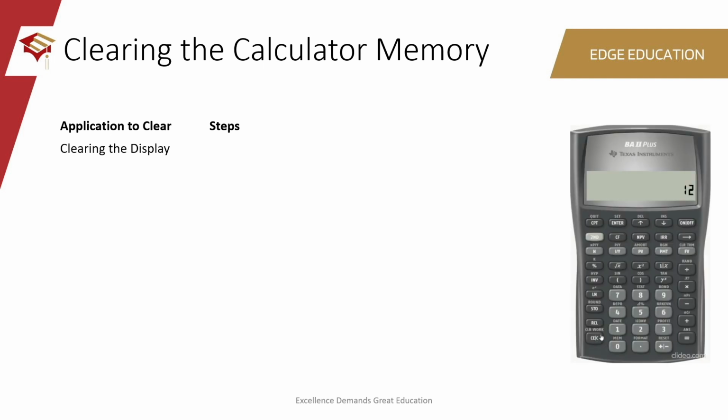In such a case, all you need to do is press the CE button. If you wish to clear the numbers stored under the time value of money buttons, you must press the second button and the FV button because it states clear TVM.